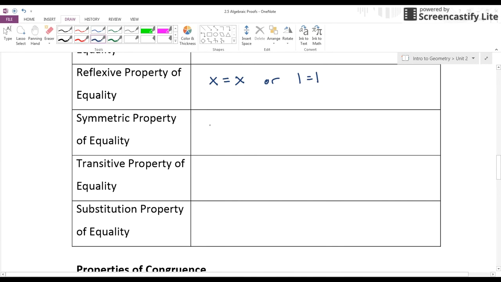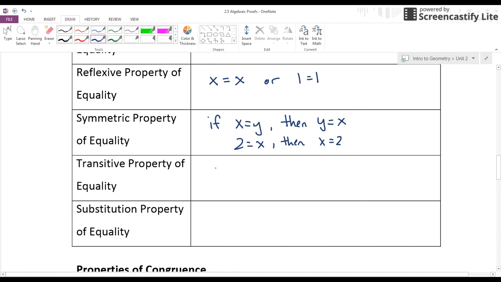So it's basically saying if x is equal to y, then y is equal to x. So you can change around that order with that equal sign and it won't change the meaning of the equation, right? So if 2 is equal to 3, or excuse me, 2 is equal to x, then x is equal to 2. That's basically it, okay?